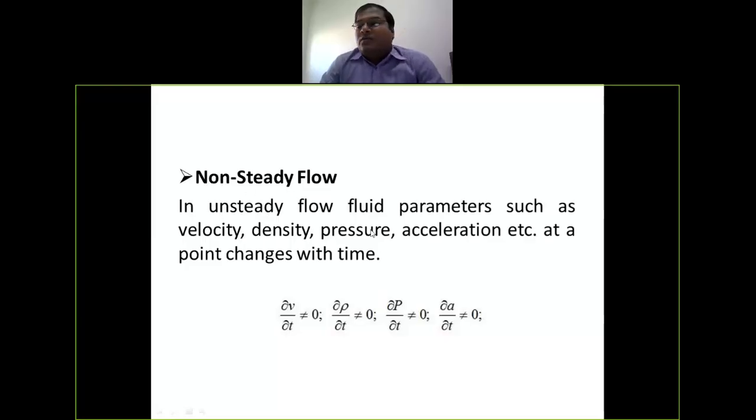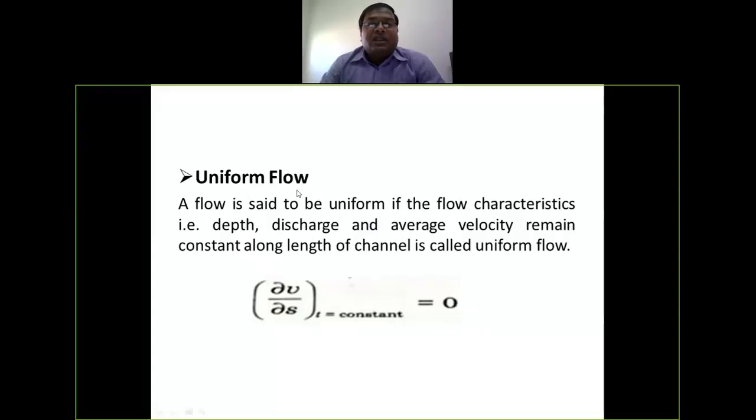Now uniform flow. The next definition is: a flow is said to be uniform if the flow characteristics, that is depth, discharge, and average velocity, remain constant along the length of the channel. It is called uniform flow.